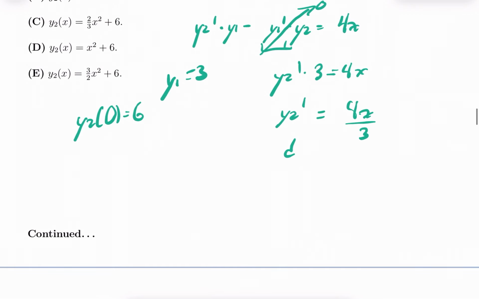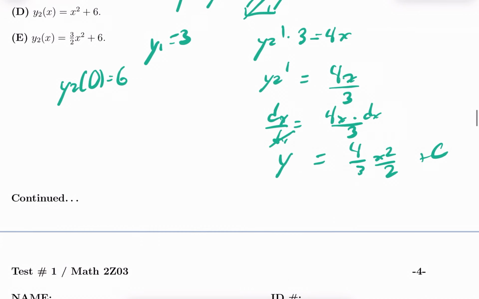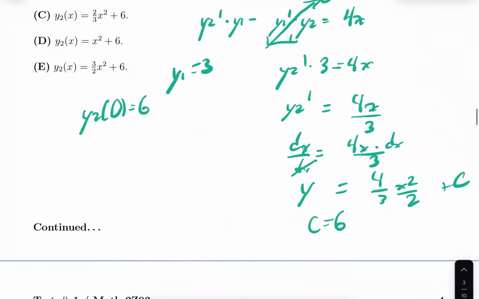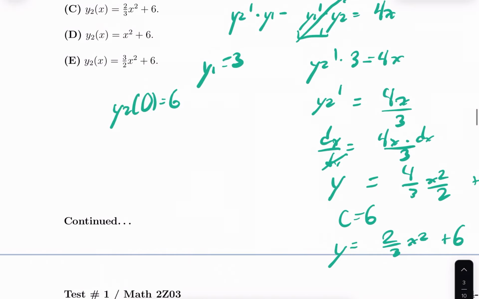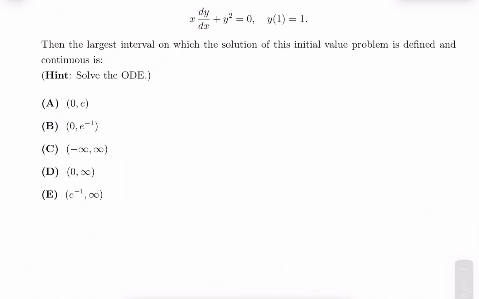You best believe we're going to put that in this form. Equals 4x times dx over 3, which is 4 over 3 times x squared over 2, plus c. And then you got this as y. Cool. Okay, if I put in 0, I just get c equals 6. Then, yeah, that's about it. So then I get y equals 2 over 3 x squared plus 6. If you look at that, guys, that looks like C. Cool.